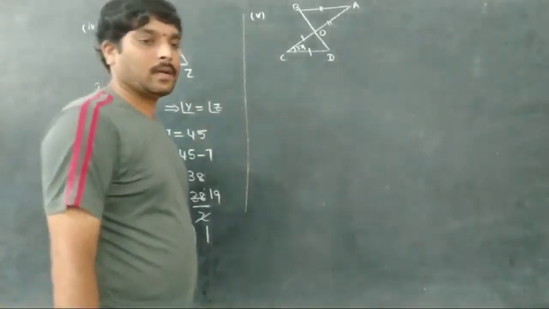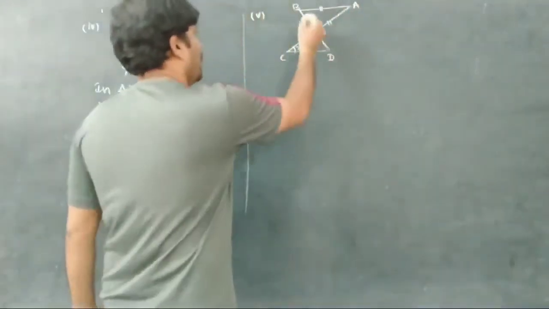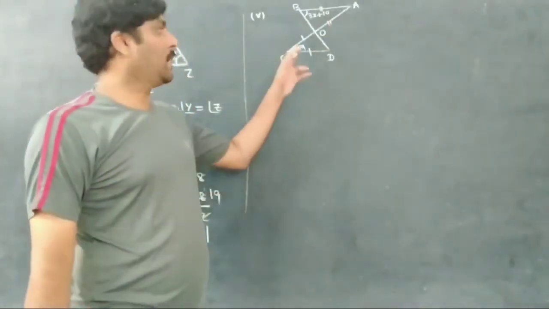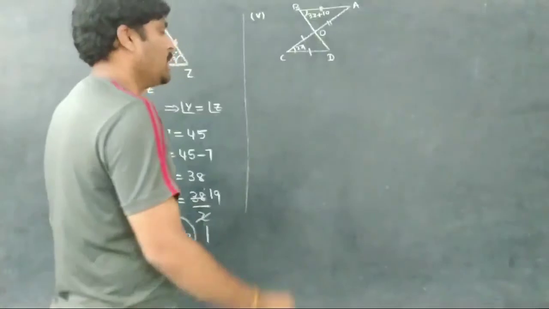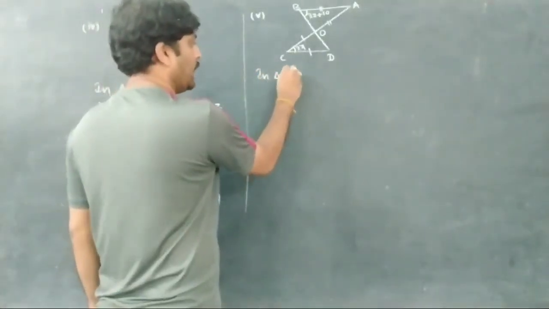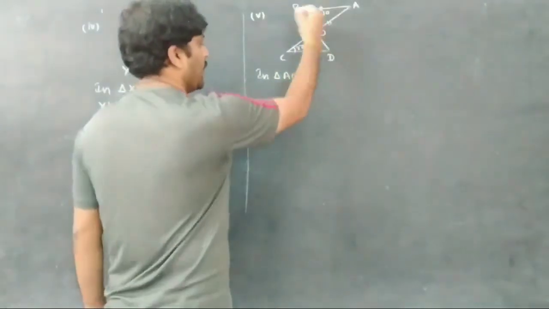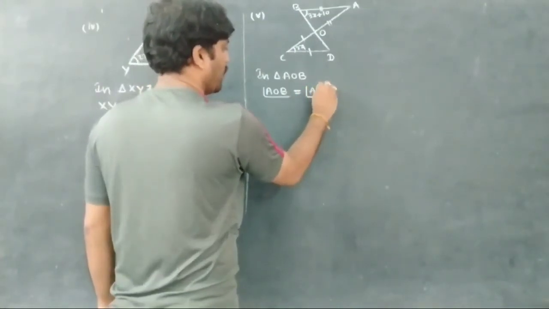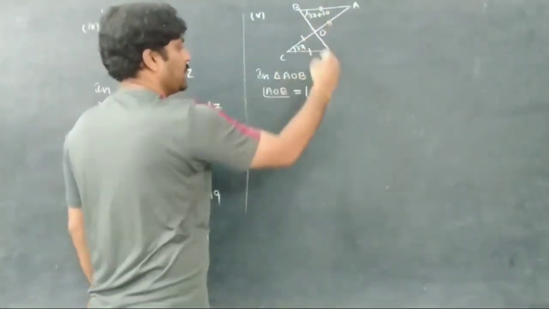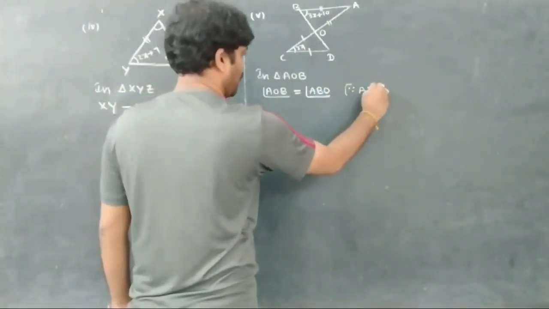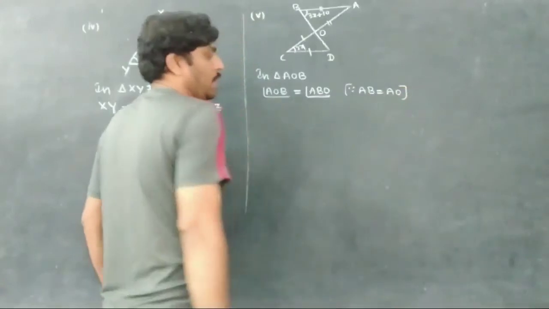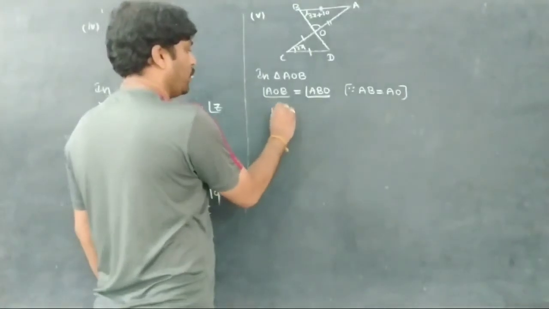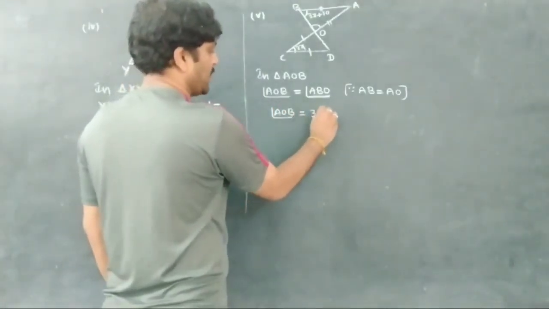Okay, once see in this figure, here 3x plus 10 is there. Here, observe that in this figure there are two isosceles triangles. One is AOB. In triangle AOB, angle AOB is equal to angle ABO, because AB is equal to AO. Since AB is equal to AO, it is an isosceles triangle. So here the angle we get is 3x plus 10. Therefore angle AOB is equal to 3x plus 10.